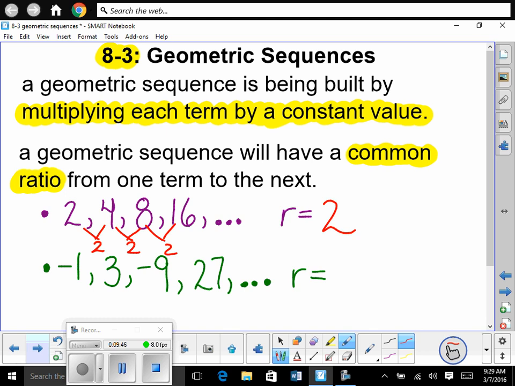Okay, let's do this one. This is geometric, so we're asking, what are we multiplying by each time to get from one term to the next? You can find that by finding the common ratio. You have to make sure you do this term divided by this term. So what's 3 divided by -1? -3. Let's see if it's the same. If it's geometric, it will be the same between each term. What's -9 divided by 3? -3. And what's 27 divided by -9? -3. So aren't we multiplying by -3 each time? So our common ratio is -3. Questions on that? Okay, awesome.